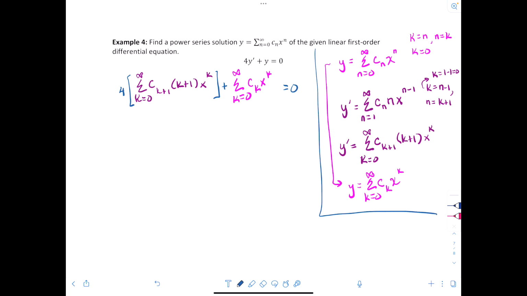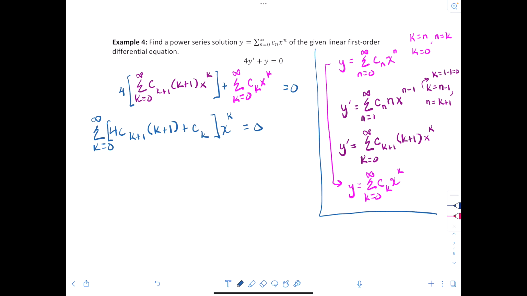All right, so now let's combine those summations, right? We already did the work ahead of time. And so here we go. I'm going to have the summation as k goes from 0 to infinity. I'm bringing the 4 inside. So we're going to have 4 times c sub k plus 1 times k plus 1. We're going to factor out the x to the k to the right. So from the second summation, I'm going to have plus c sub k. And then all of that would be times x to the k, and it's all going to equal 0.